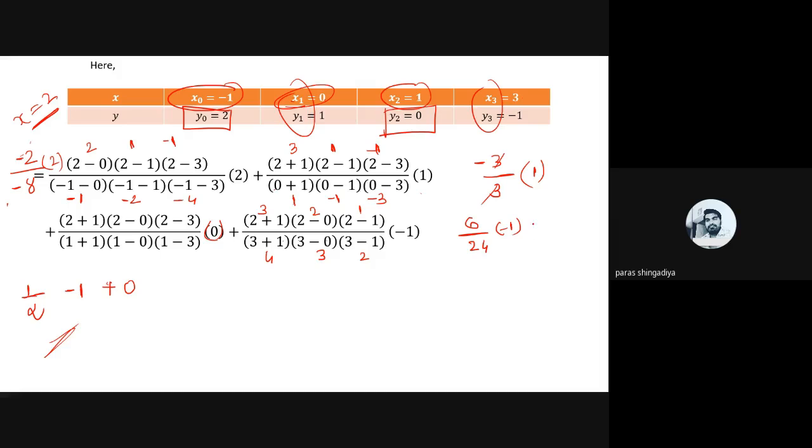So what is the answer of this one? Here 4 is remaining, 6 will be cancelled out. So the answer is minus 1 by 4. So here you will get minus 1 by 4. Clear? So that is the answer of the last term.